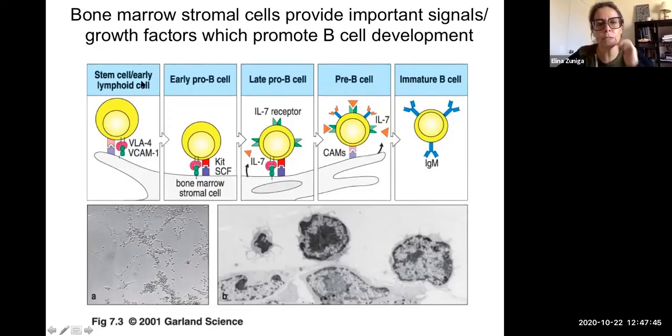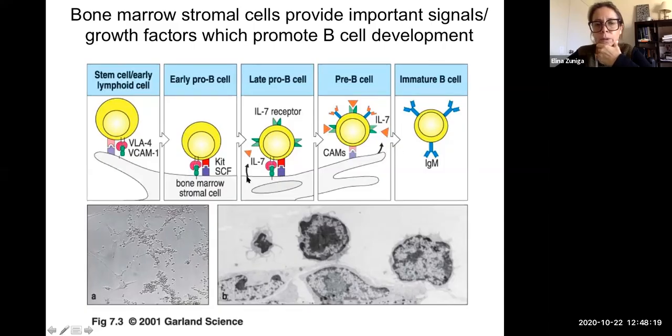Here we have some of the stages in the development from the early lymphoid progenitor. Once it starts the developmental commitment into B cells, the first stage is called early pro-B cell, then late pro-B cell, and then a pre-B cell that can be divided into a large pre-B cell and a small pre-B cell, as we will see in the next few slides, and then the immature B cell, and afterward, the mature B cell.